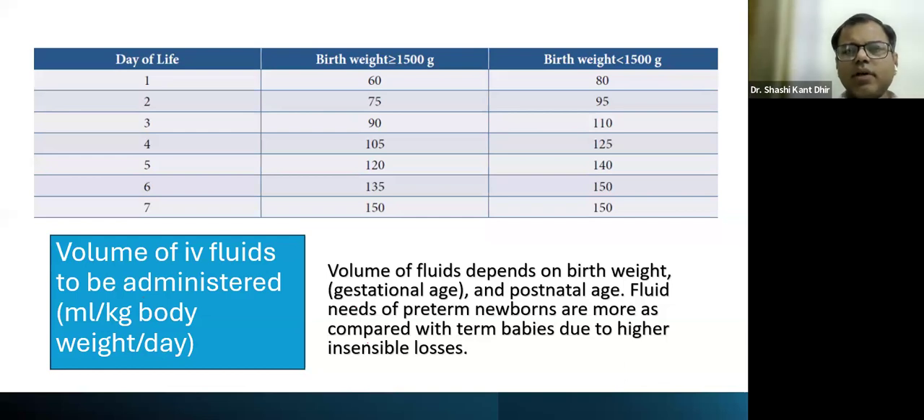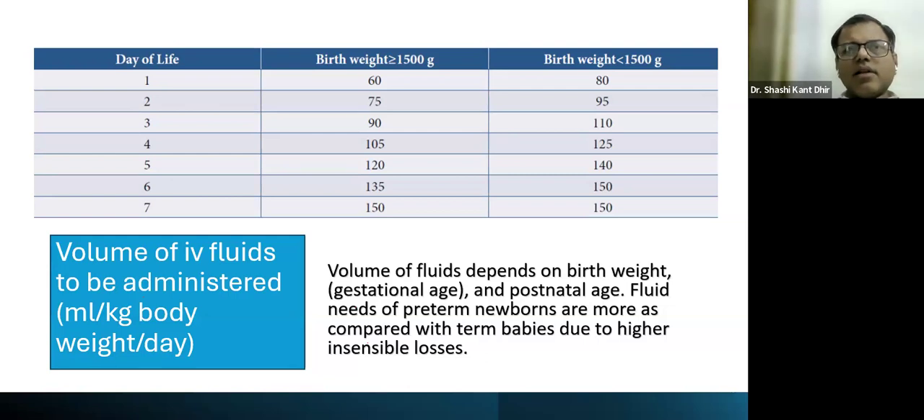As a rule of thumb, we just categorize the babies into two parts: if the baby is more than 1.5 kg or less than 1.5 kg. If the baby is more than 1.5 kg, we start IV fluid with 60 ml per kg. And as per FBNC guidelines, we increase it in increments of 15 ml per kg per day. So 60, 75, 90, 105, 120. In 7 days, it is 150.